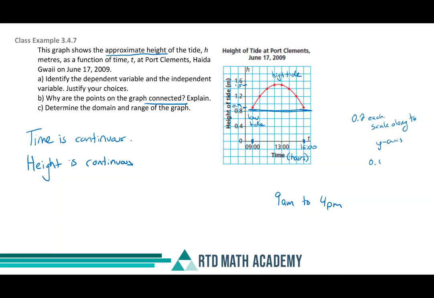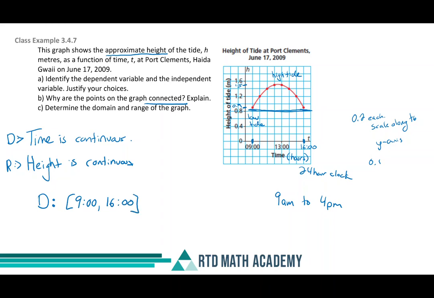For question C, domain and range, well, we know our time is going to be our domain. We've talked about that already. And our range is going to be the height. So for our domain, I'm going to go with the easiest, I hope you don't mind. We're going to go on the 24-hour clock. We started at 9 o'clock and we stopped at 1600. And so I'm going to say 9 to 1600 hours is my domain, inclusive.